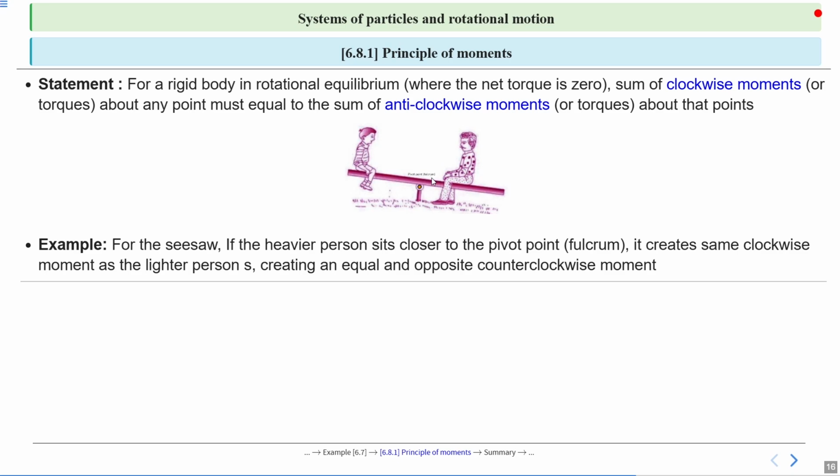So we can say the principle of moments is also known as what? Tell me.